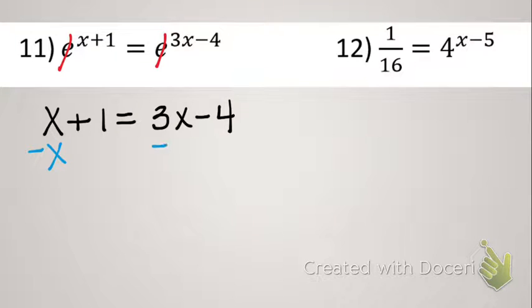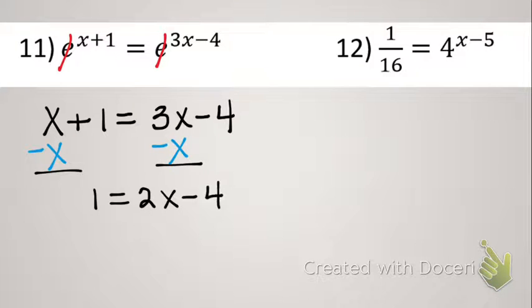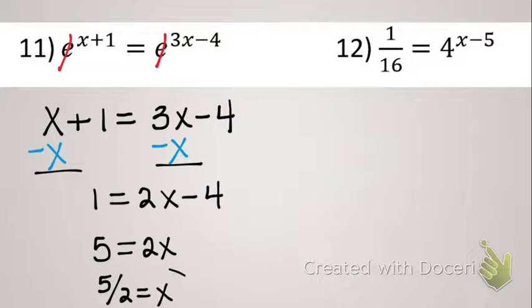So we subtract the x. We get 1 equals 2x minus 4. Add the 4. So 5 equals 2x. Divide by 2. 5 over 2 equals x. Who had that? All right.